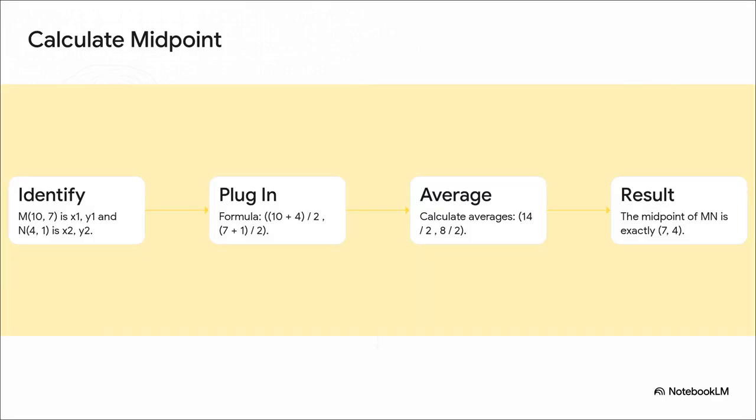Let's actually put that formula to work. Say we want the exact center between point M at 10, 7 and point N at 4, 1. First, isolate your pairs. 10 and 4 are our x's, 7 and 1 are our y's. Now just plug them into that averaging formula. 10 plus 4 is 14, 7 plus 1 is 8. Divide both of those by 2, and we end up with 7, 4. See? As long as you take it one step at a time and stay organized, you really can't get it wrong.